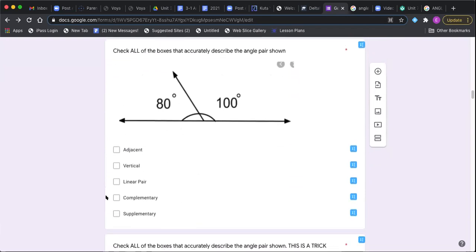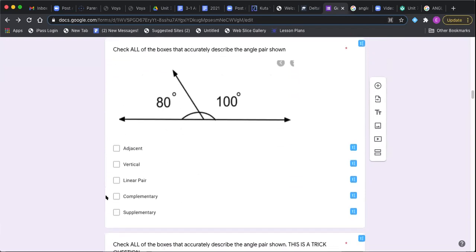Okay, let's try this one. Are they next door neighbors? Yes. Are they vertical? No. Those are not vertical angles. Linear pair? You bet. Look at that full rainbow. Oh, we got a double rainbow because they already had one there. Linear pair? Yes. Complementary? Do they add to 90? No, but they add to 180, so I'm going to check off supplementary. Those are my answers for that one.